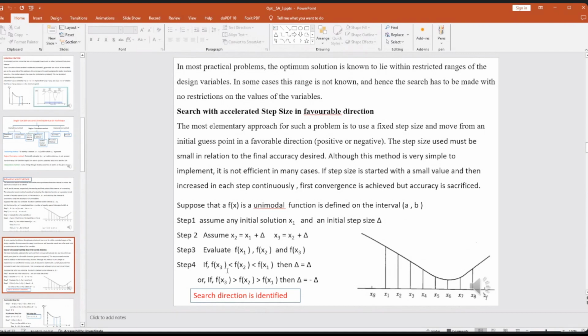If this is not true, but if this is true, supposed to be, then we can say minima must lie at the left side of x1. Do we agree or not?